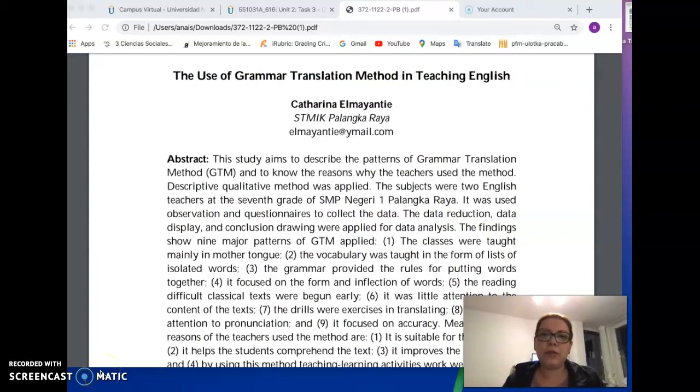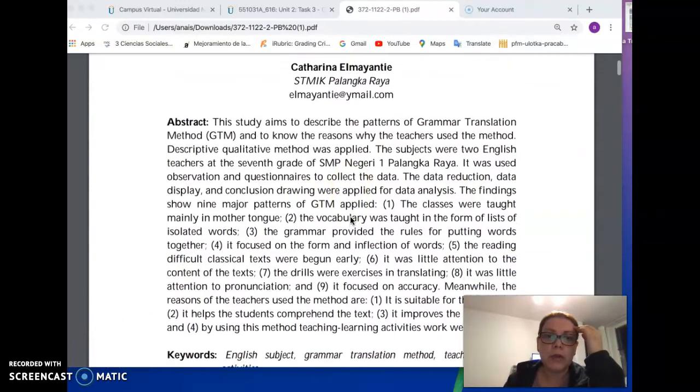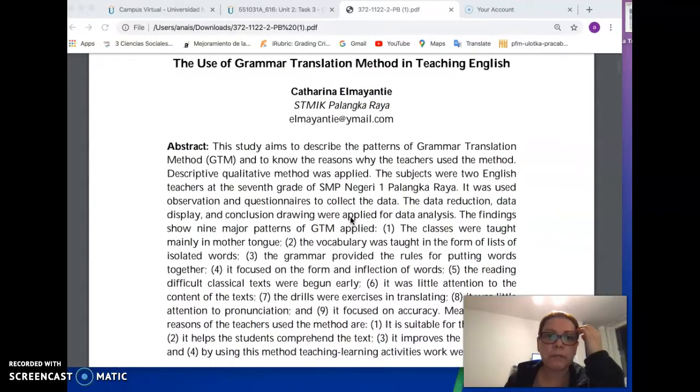Today I'm going to talk to you about how I was able to determine the qualitative methodology used in the article that I chose. The article that I chose is called The Use of Grammar Translation Method in Teaching English, which is the one that I have here on my computer right now.